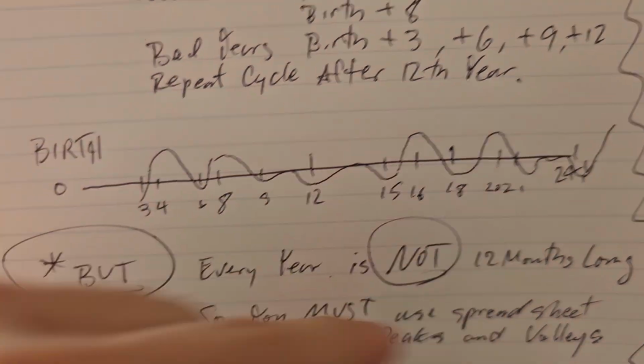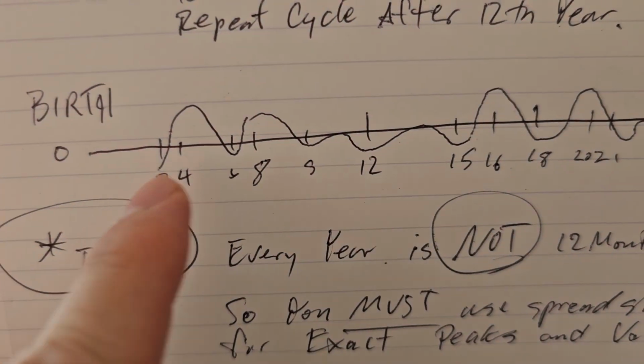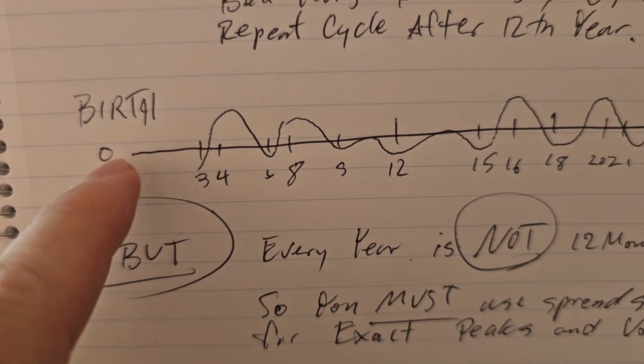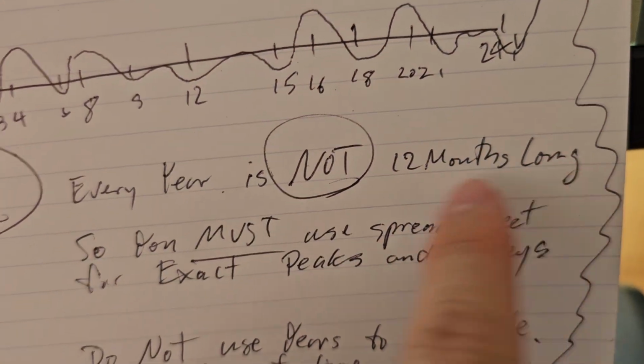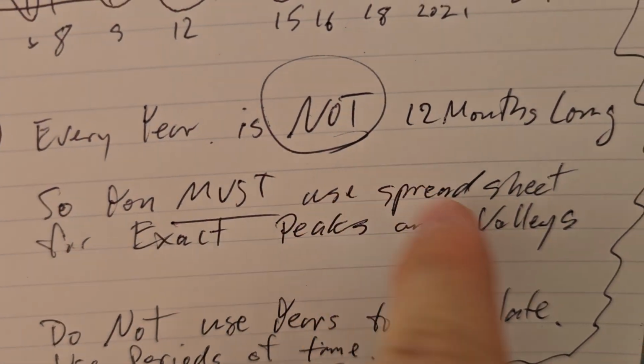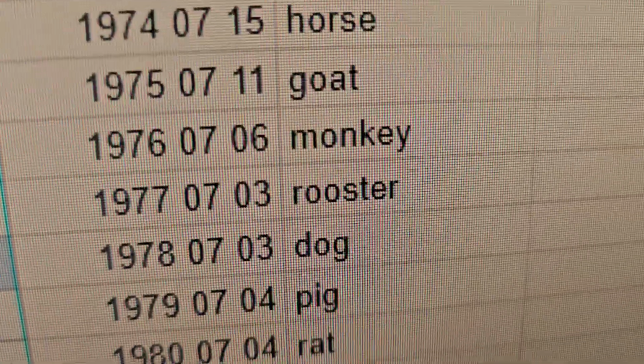So this is how it looks. It goes up and down, and this changes for every person. These peaks and valleys are based on your birth year, whenever you were born. Every year is not 12 months long. You have to remember that. So you must use the spreadsheet. This spreadsheet tells you how long every period of time is.